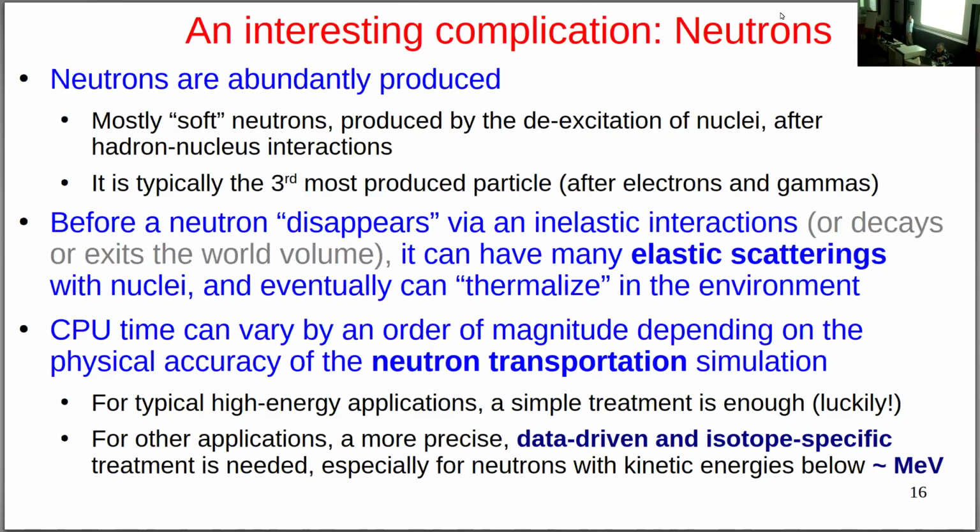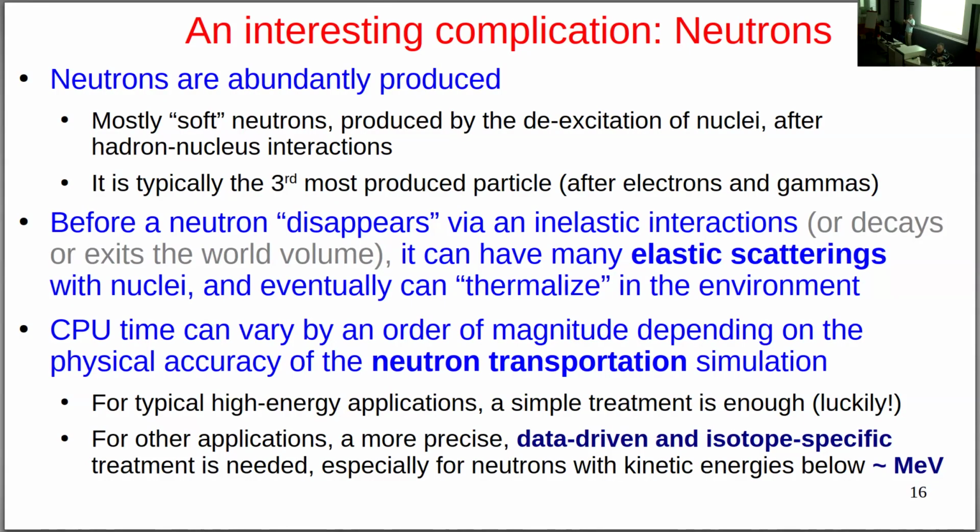So, neutrons. Neutrons are an interesting complication. First of all, they are abundantly produced, mostly at low energy, MeV, typically in the last phase, the nuclear de-excitation part, and are the typical third most abundant particle after electrons and gammas in many applications. And of course, they have around 50 minutes mean lifetime, so a neutron can go around in your apparatus for a long time, for hours, but even if it stays a few minutes, it can have a large number of elastic scatterings, and then it can either decay or have an inelastic interaction, for instance, and disappear in this way.